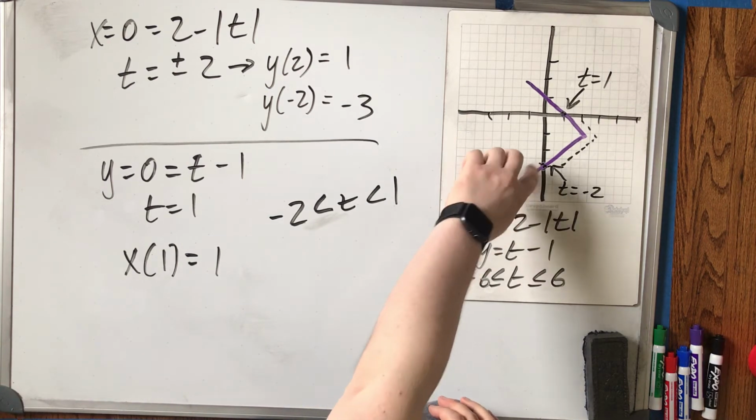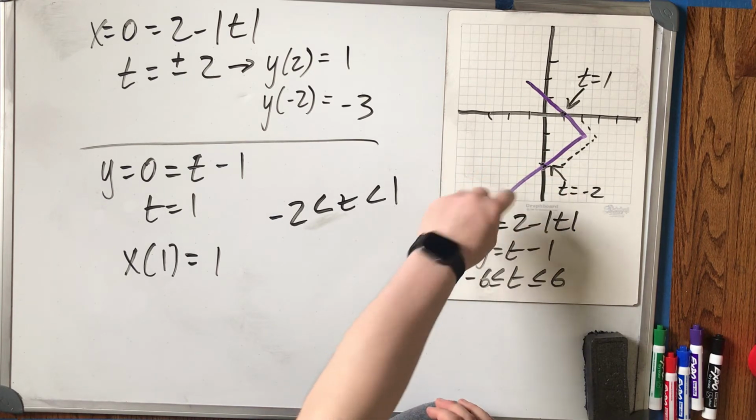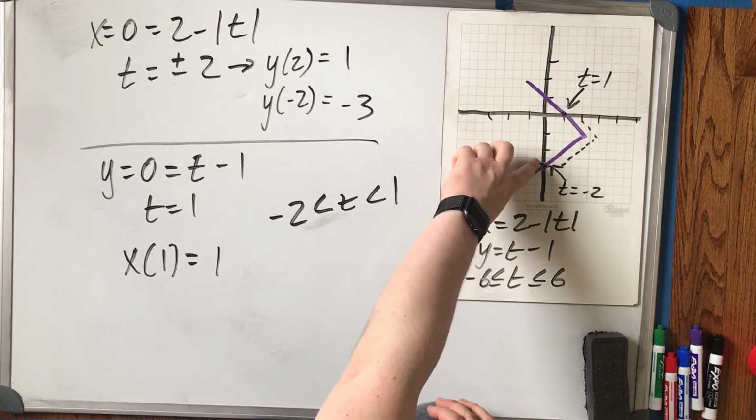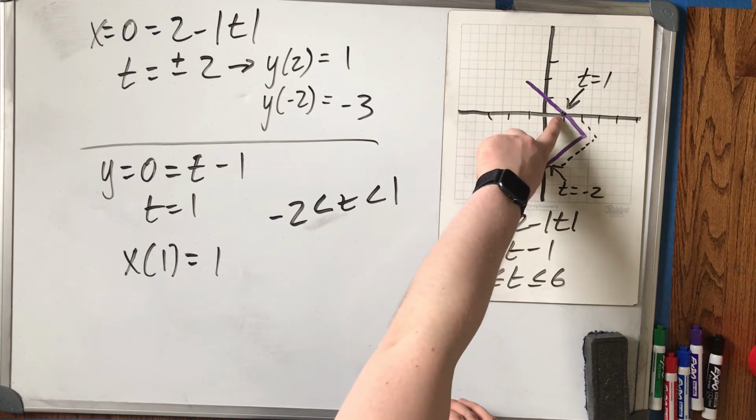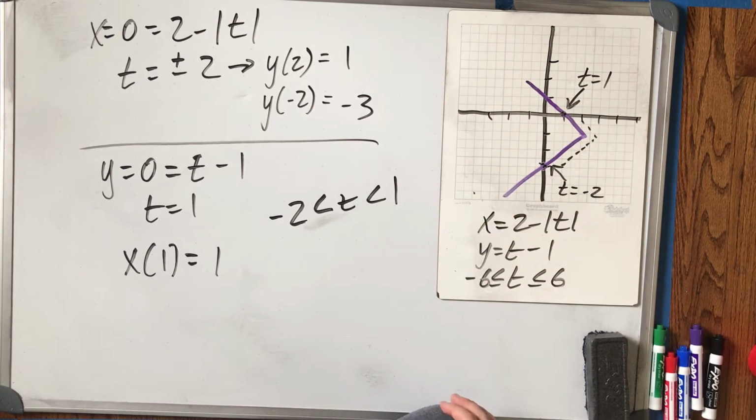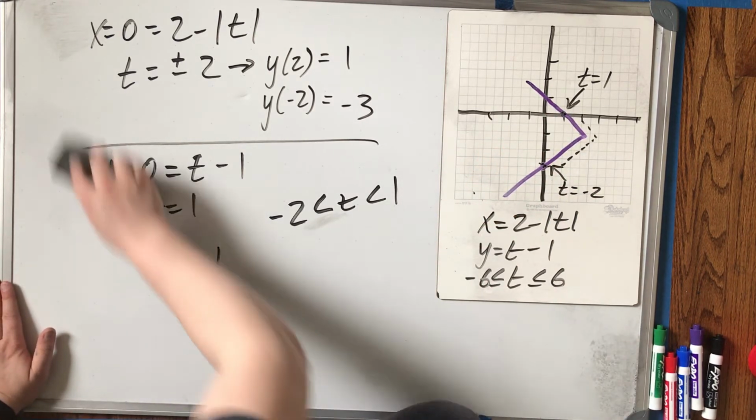So we're basically just using our knowledge that x, y, and t are all connected, and if I know the x value at this point has to be 0, I can find t, and if I know the y value has to be 0 at that point, I can find t that way.